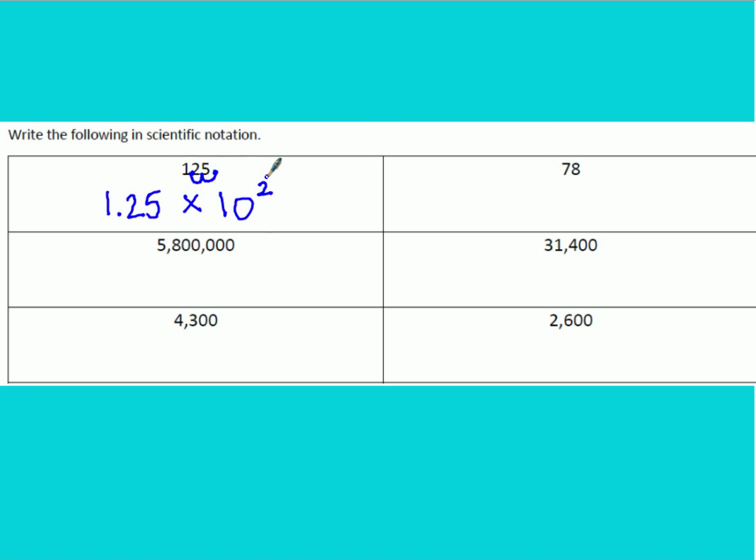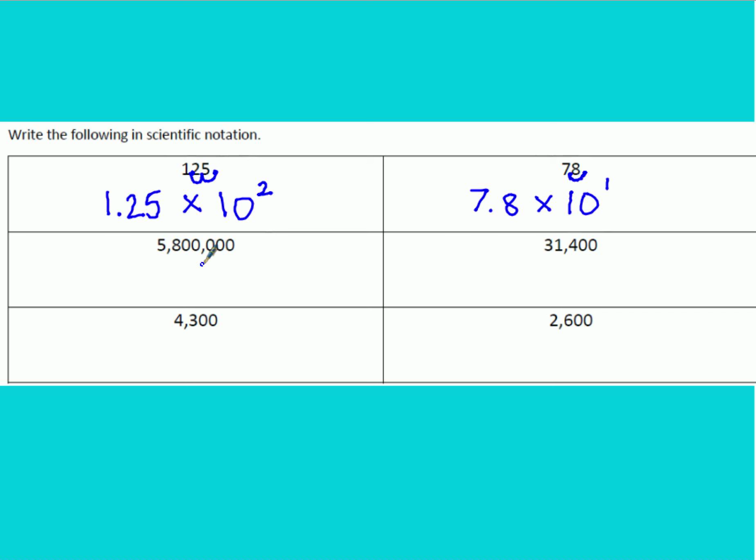Go ahead, pause the video, try the rest of these on your own. Okay, hopefully you've taken a minute to pause and try these before you're checking them with our work. So our next example was 78. When we first read this from left to right, our first non-zero digit is 7. So we're making 7.8. And 78, the decimal would have started here. That means we're only having to move our decimal 1 place this time. So we're going to write times 10 to the first power.